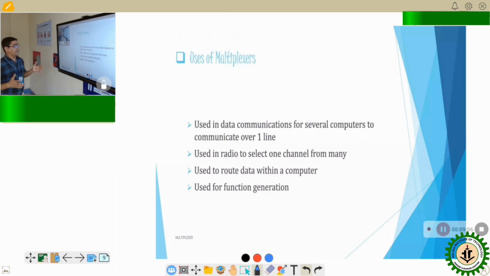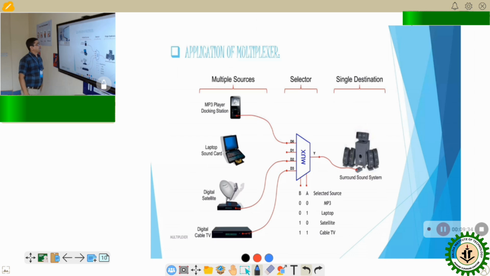Next, in radio stations, to select a channel from the main. There are a lot of radio station frequencies, and we select one and we get the output, which means a song or some other program. Next is routing the data within a computer. That means a router routes the data within a computer, and we also use multiplexers for function generation.